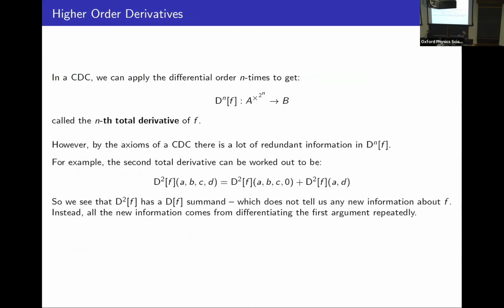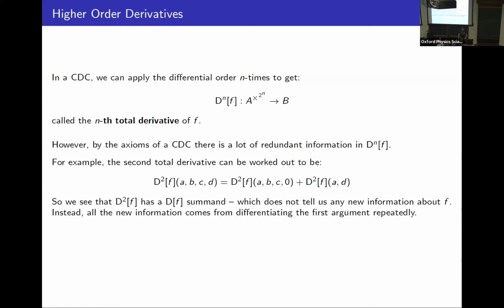However, if you look at the axioms of a Cartesian differential category, you'll realize that there's actually a lot of redundant information in the higher order total derivatives. So for example, d2 you can write out as so. And I realize there's a typo. This second d should not be d2f, it should just be df, because it makes no sense what I have there.